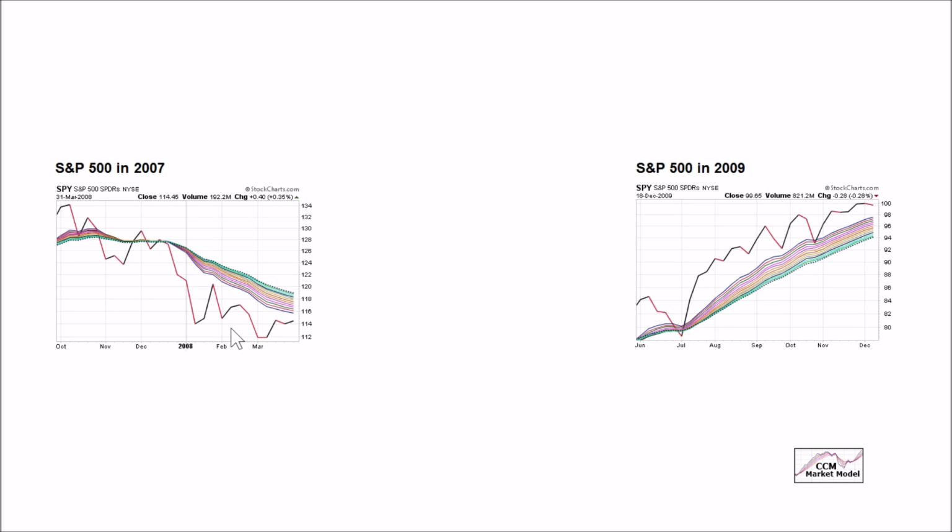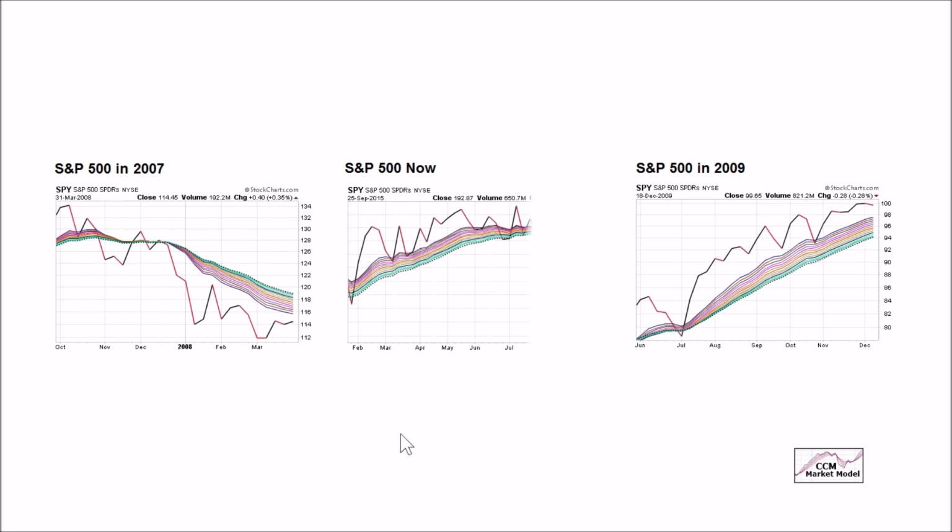How does the exact same chart on the exact same time frame using the exact same moving averages look today? The answer is unfavorable as of the close on Friday, September 25th. This looks a lot more like this unfavorable period here in 2007, 2008 than this favorable period here in 2009.